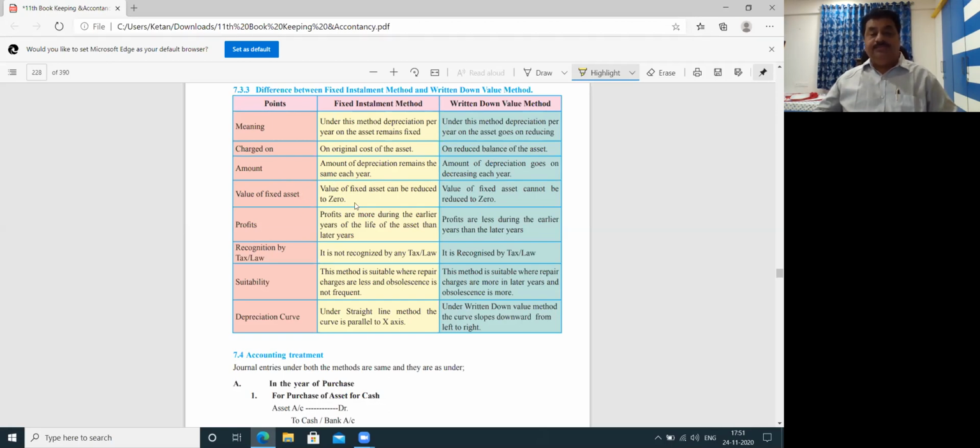Value of fixed asset. Under the fixed installment method, the value of the fixed asset can be reduced to zero. Now why is it said it can be reduced to zero? Because if scrap value is given, it will reduce to the scrap value, and if there is no scrap value, then it becomes zero. Okay. And what about this method? The value of the fixed asset cannot be reduced to zero, but it can reach the scrap value. Okay, it will go to the scrap value.